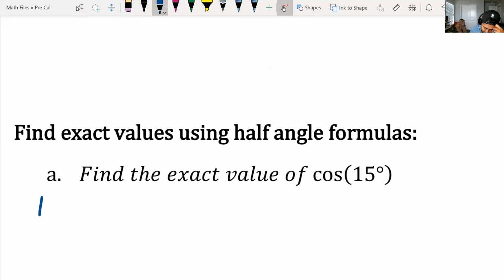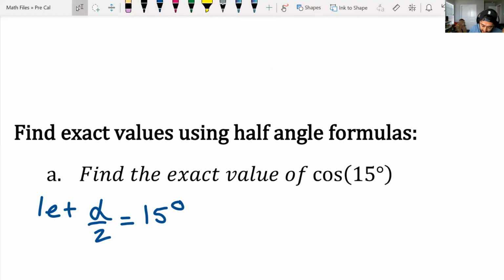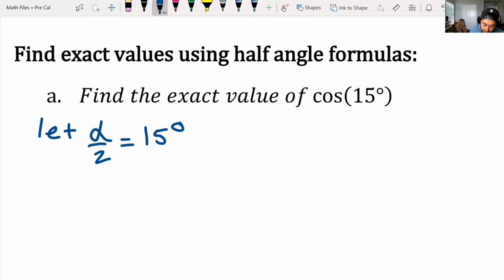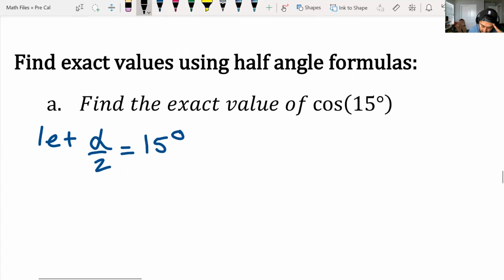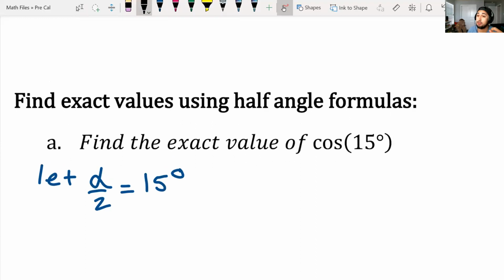Let alpha over 2 equal 15 degrees. So now here's the important part. Where is 15 degrees located? 15 degrees is in quadrant 1. So it's in quadrant 1, right?